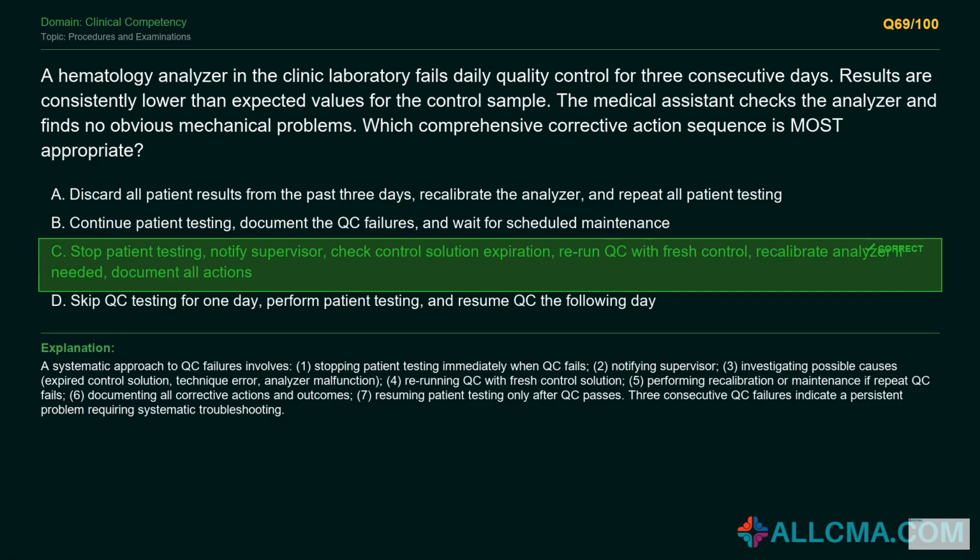The correct answer is C. A systematic approach to QC failures involves 1. Stopping patient testing immediately when QC fails, 2. Notifying supervisor, 3. Investigating possible causes, expired control solution, technique error, analyzer malfunction, 4. Rerunning QC with fresh control solution, 5. Performing recalibration or maintenance if repeat QC fails, 6. Documenting all corrective actions and outcomes, 7. Resuming patient testing only after QC passes. 3 consecutive QC failures indicate a persistent problem requiring systematic troubleshooting.